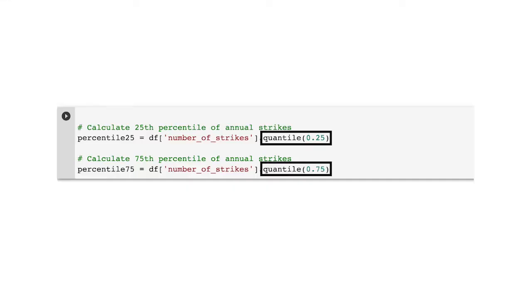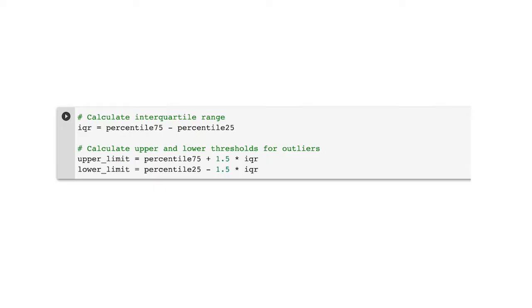We'll use the quantile function to define what we'll call percentile 25 and percentile 75. We enter our data column, number of strikes for our data frame, and then 0.25 and 0.75 in the argument fields. The values that occur between the 75th and 25th percentile are the interquartile range. We create a statement for interquartile range, IQR, defining percentile 75 minus percentile 25 is equal to IQR.